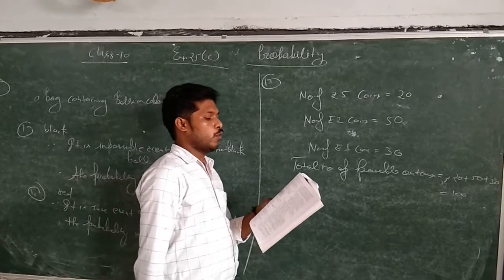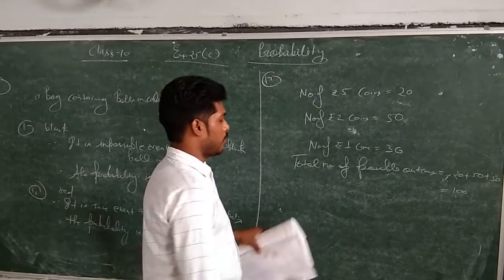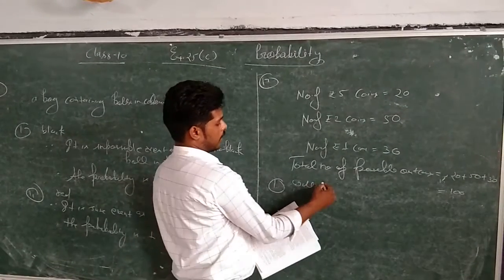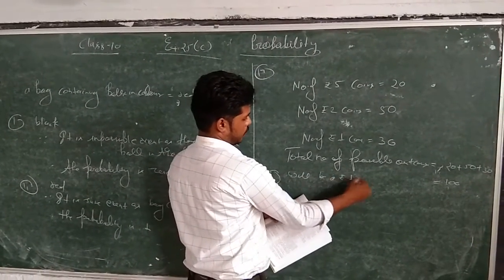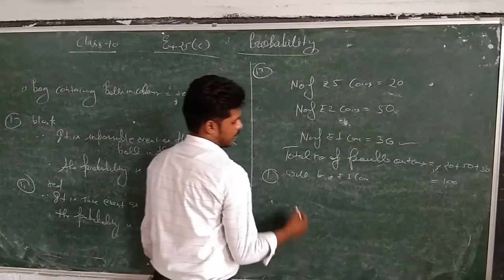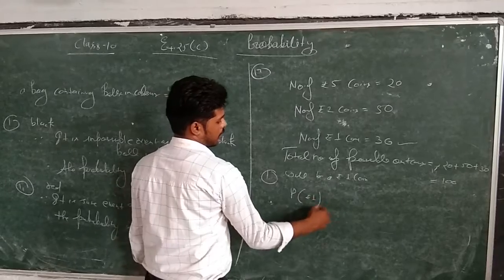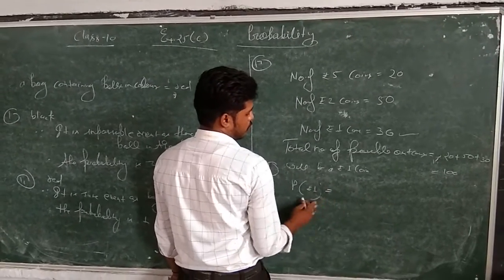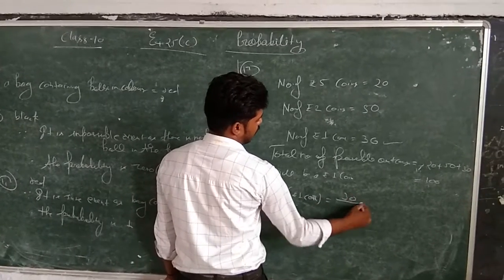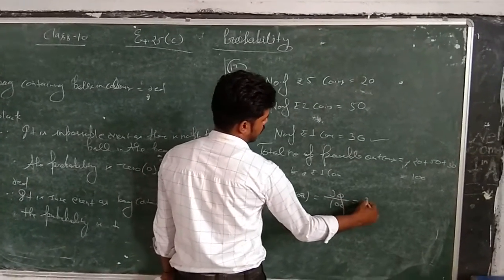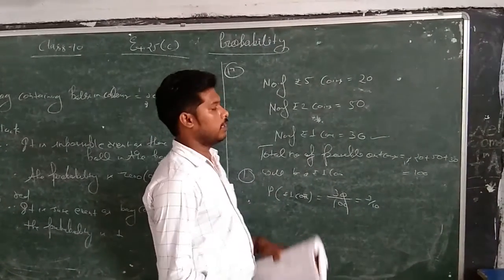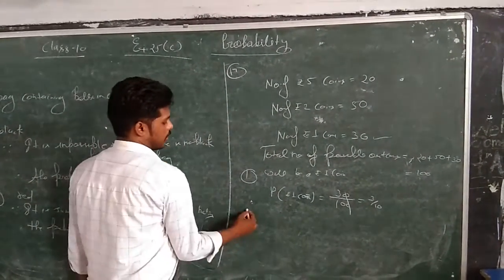Now he is asking, will it be a rupees 1 coin? It means the probability first. He is asking what will be the probability of a rupees 1 coin. You know very well the number of rupees 1 coins is 30. So P(rupees 1 coin) is equal to 30 upon 100. Reduce it, you get 3 upon 10. It means out of 10 coins there are 3 coins of rupees 1.